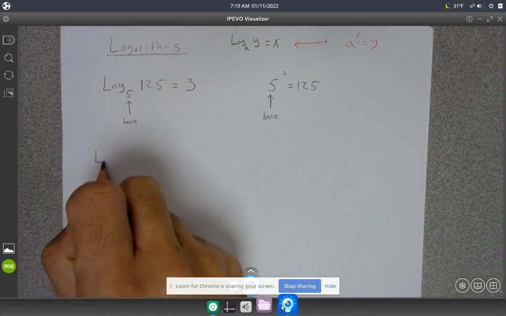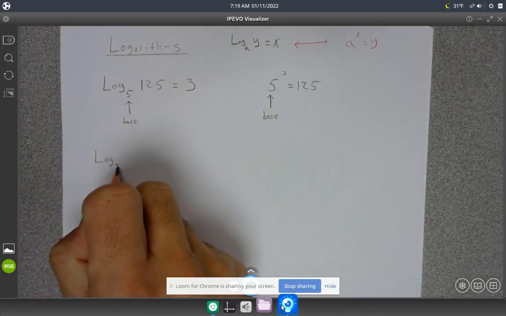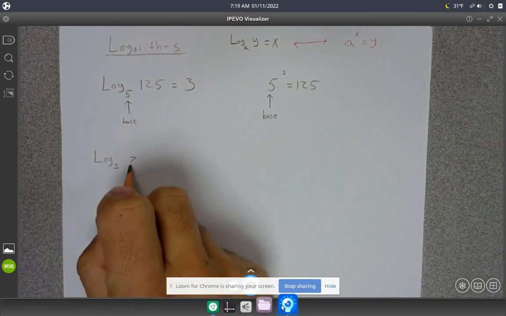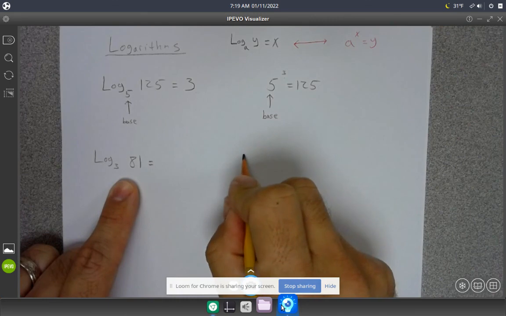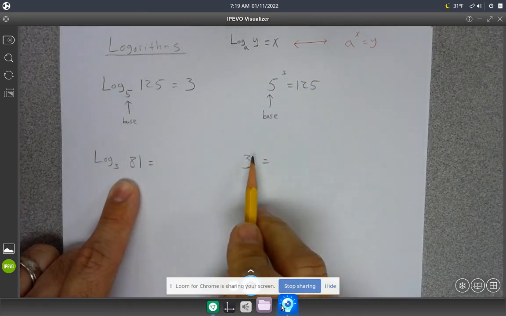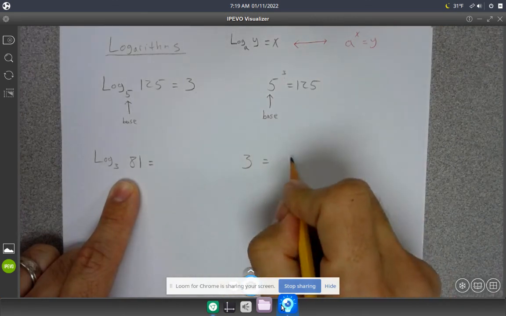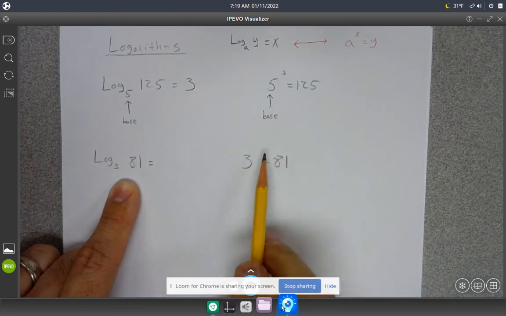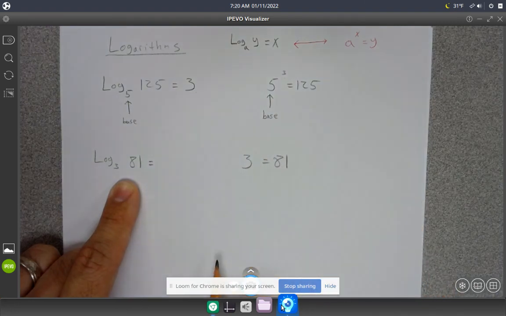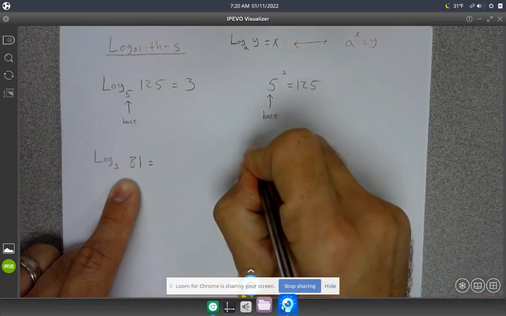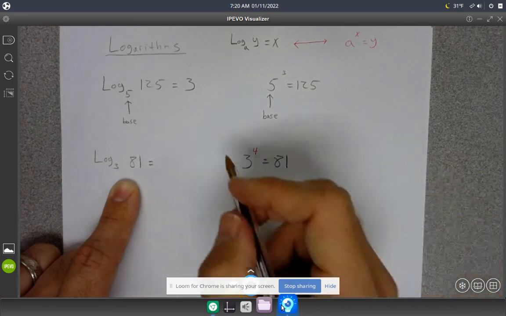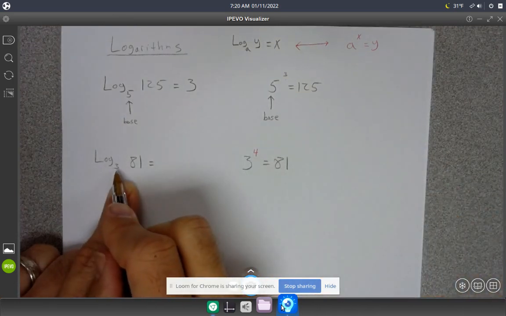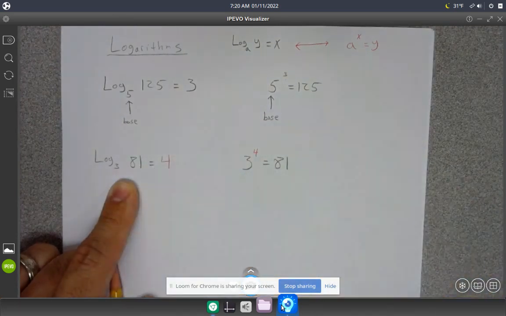So if I give you log base 3 of 81, all we're asking here is 3 raised to some power is equal to 81. So it's what power do I have to put here in order for this statement to be true? That's going to be the fourth power. 3 to the fourth will give you 81. So log base 3 of 81 is 4.